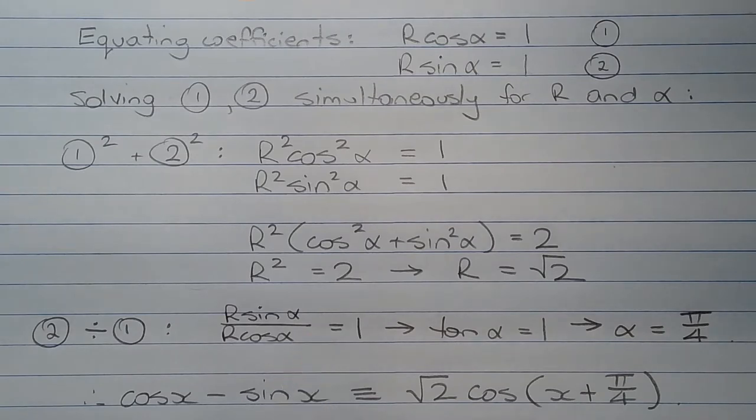Next, to find alpha, we can take equation number 2 and divide it by equation number 1. So we have r sine alpha over r cos alpha equals 1. The two r's cancel, we end up with sine alpha over cos alpha, which equals tan alpha, so this forms the equation tan alpha equals 1. And taking the inverse tan of both sides to make alpha the subject of the formula, we get alpha is equal to pi over 4. Therefore, cos x minus sine x is identical to the square root of 2 times cos of x plus pi over 4.